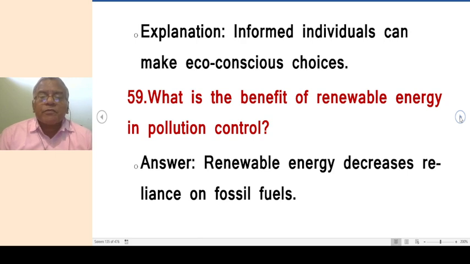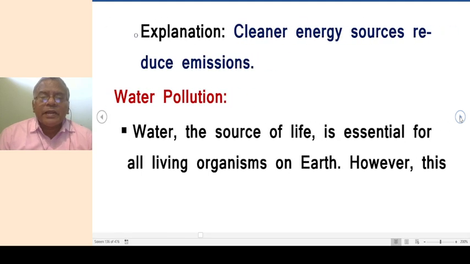What is the benefit of renewable energy in pollution control? Renewable energy decreases reliance on fossil fuels. Cleaner energy sources reduce emissions. Then water pollution. Let us talk about water pollution now.